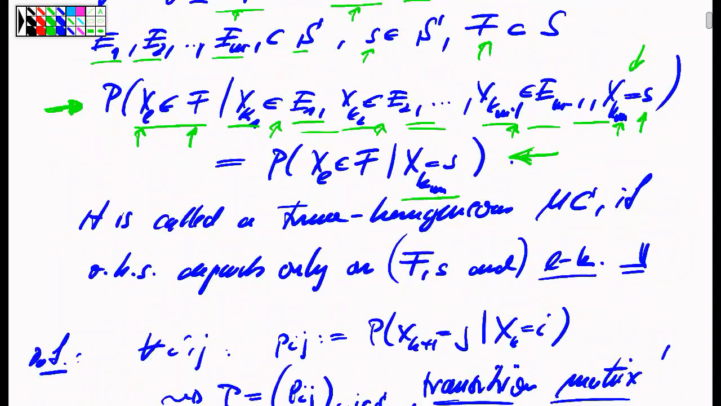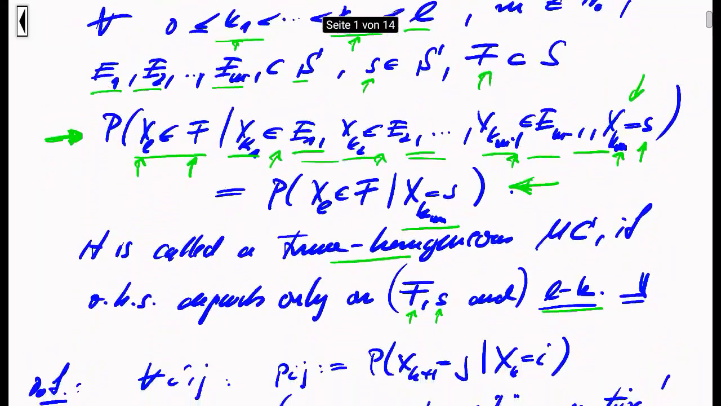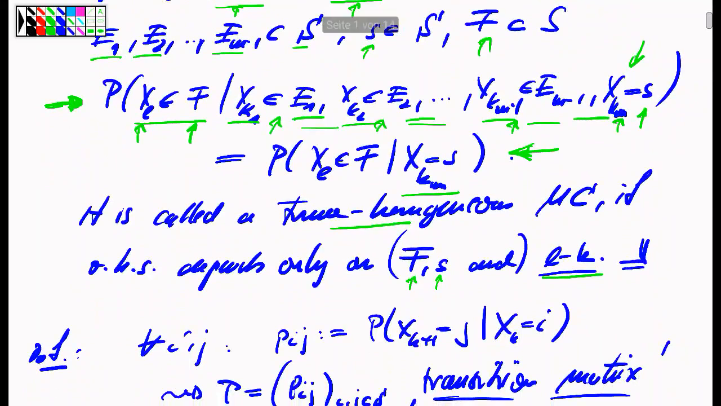In addition, we call this Markov chain time homogeneous if the latter conditional probability depends, of course, on the test set F and the state S, but in terms of the time variables, it depends only on the difference of the time variables. In this case, this Markov chain is additionally called time homogeneous.